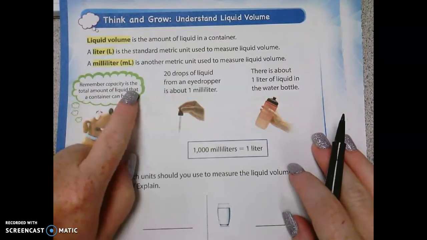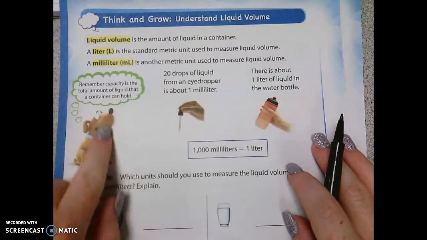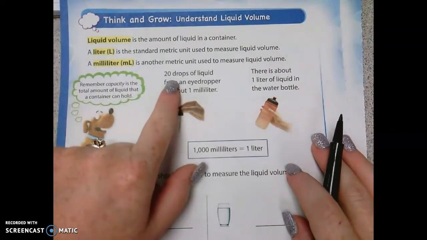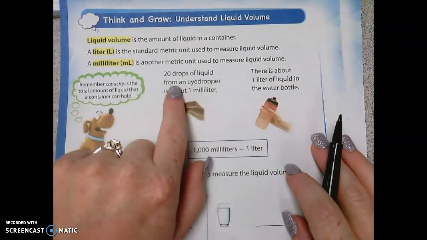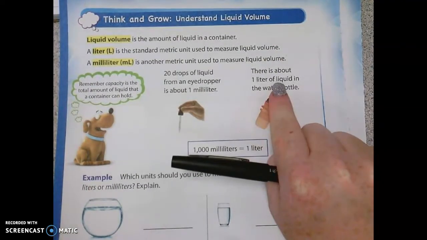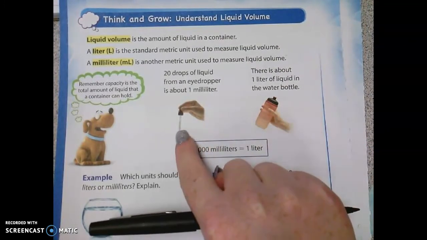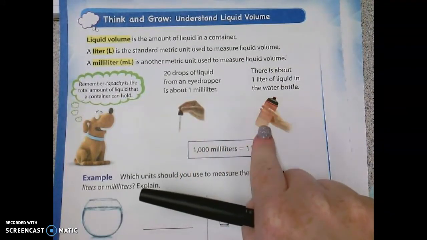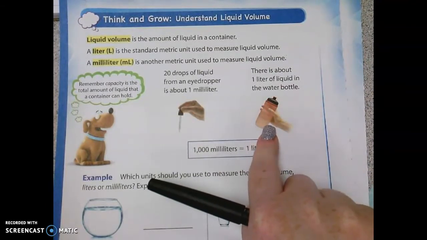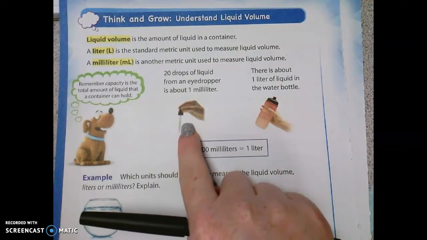Remember, capacity is the total amount of liquid that a container can hold. So the whole amount of liquid that a container can hold is called the capacity. 20 drops of liquid from an eyedropper is about 1 milliliter. And there is about 1 liter of liquid in the water bottle. Okay? So a milliliter is going to be way less than a liter, because a liter is almost about the size of a water bottle. A milliliter is little drops of water.